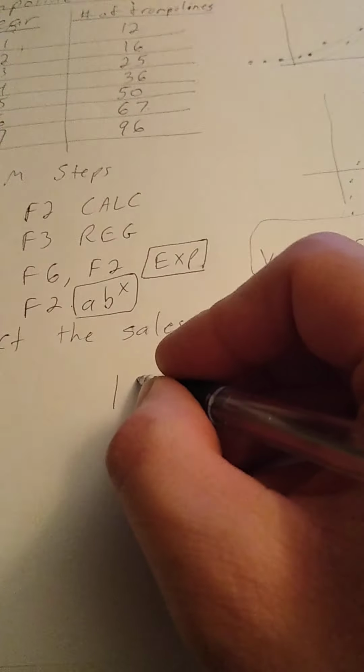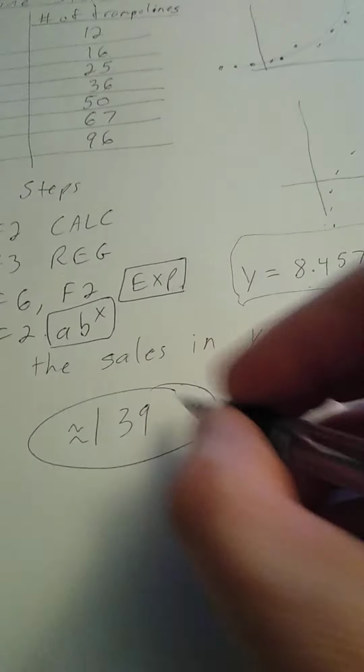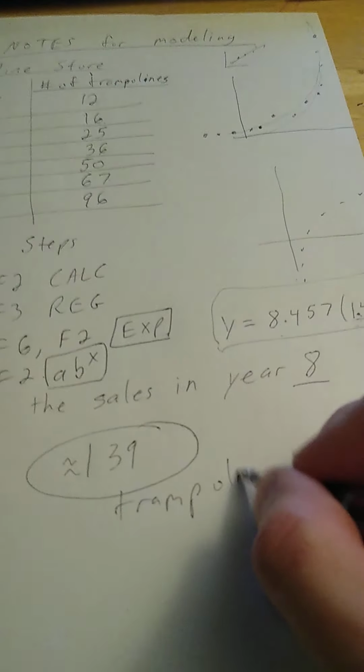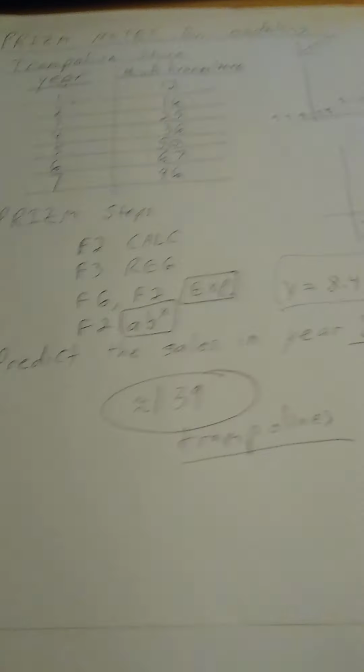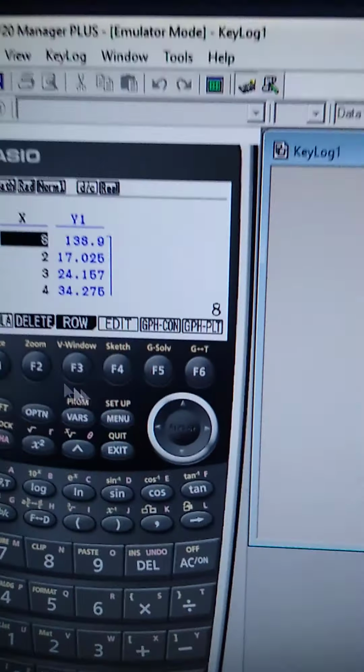So I predict that approximately 139 trampolines will be sold in year 8 is what they would anticipate. And again, it's growing exponentially, so it's growing really, really large.